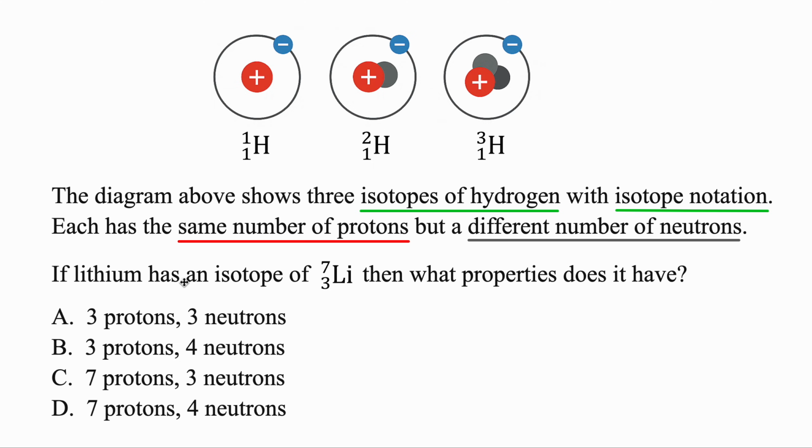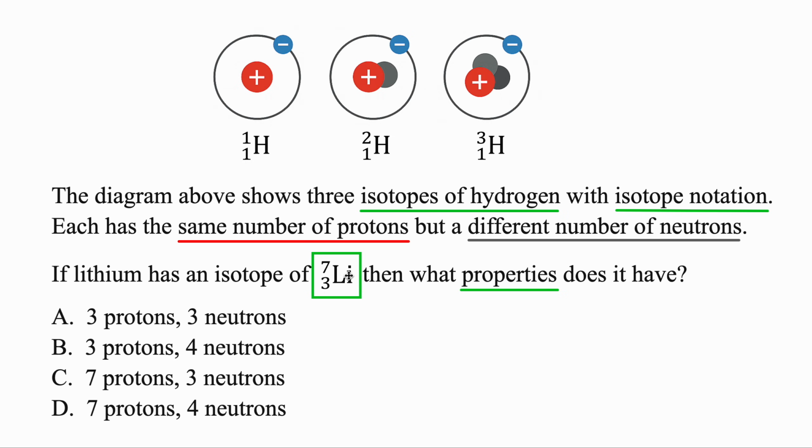Finally, if lithium has an isotope of 3,7Li, then what properties does it have? Basically, we need to know what this notation, or isotope notation, is telling us about lithium. In other words, what properties does it have? Looking at the answers, we basically want to know how many protons and how many neutrons it has if it's written this way.